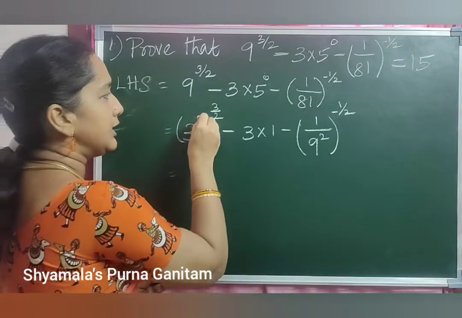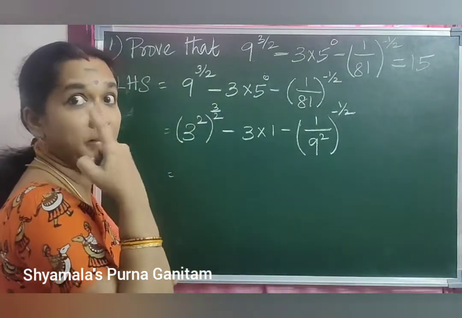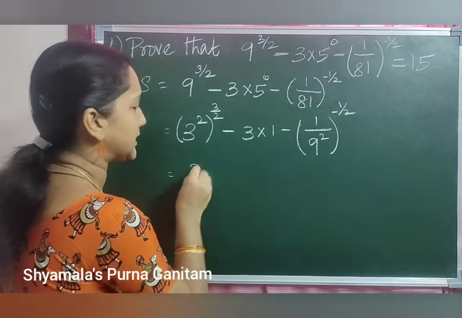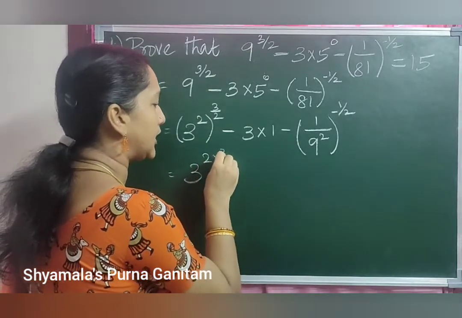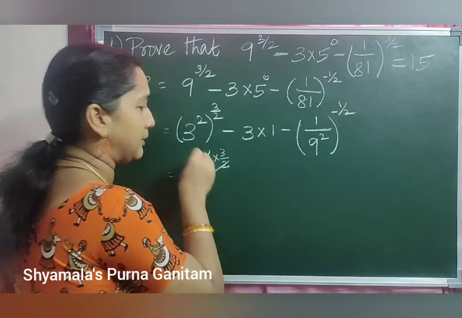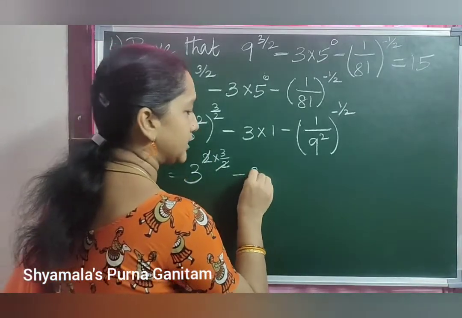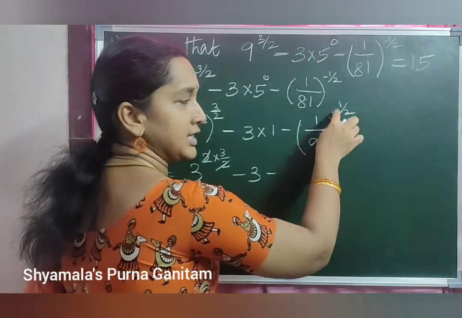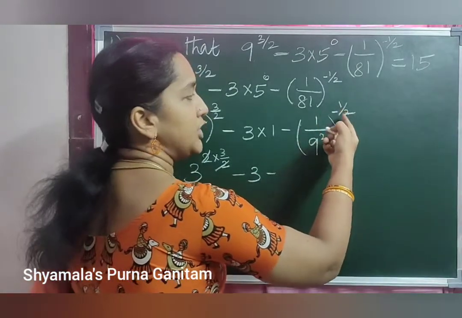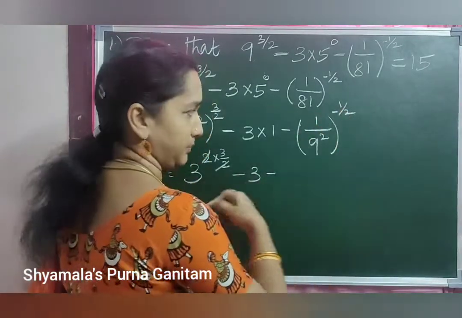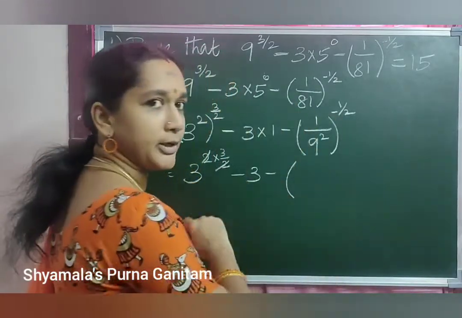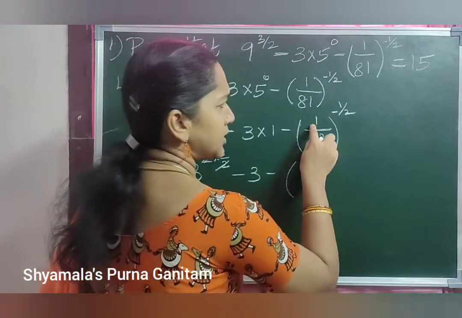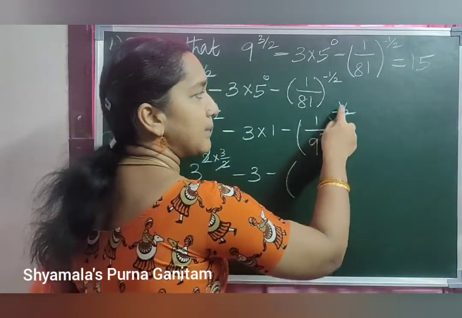So this one will be 2 into 3 power 2. When you simplify this, 2 into 3 power 2, this one can be cancelled. Minus 3 minus this minus 1 by 2 to the power. This minus 1 by 2 is common to both numerator and denominator. So this is 1, 1 power minus 1 by 2.